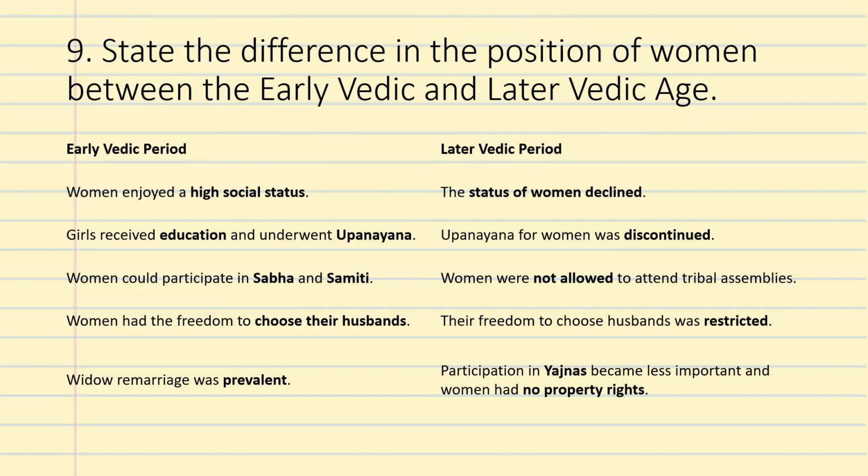So state the difference in the position of women between the early Vedic and later Vedic age. In the early Vedic period, women enjoyed high social status. The status of women declined in the later Vedic period. In the early Vedic period, girls received education and underwent Upanayana. Upanayana for women was discontinued in the later Vedic period. Women could participate in Sabha and Samiti. Women were not allowed to attend tribal assemblies during the later Vedic period. Women had freedom to choose their husbands. In the later Vedic period, this freedom was restricted. Widow remarriage was prevalent, and participation in yajnas became less important for women and they had no property rights. So, overall, there was a decline in the status of women in the later Vedic period.